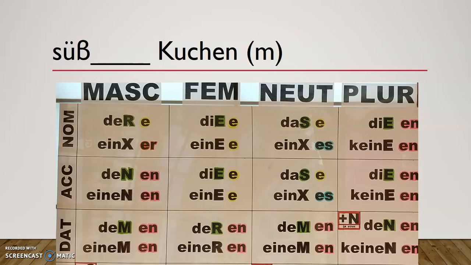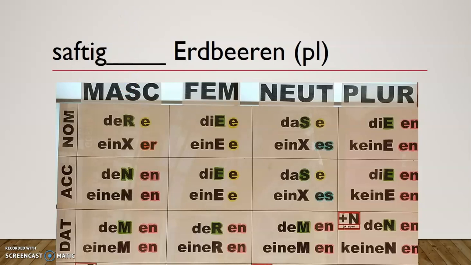Let's try another one. All right, here we have Kuchen, which is masculine. Okay, it doesn't have an a or a the or any of those words that can take those endings. It is masculine nominative. So we're looking here. We are not looking at these adjective endings here because it is unpreceded. We're going to look at that green ending here on our definite article, and we're going to apply that ending to what we have up above, and we get süßer Kuchen.